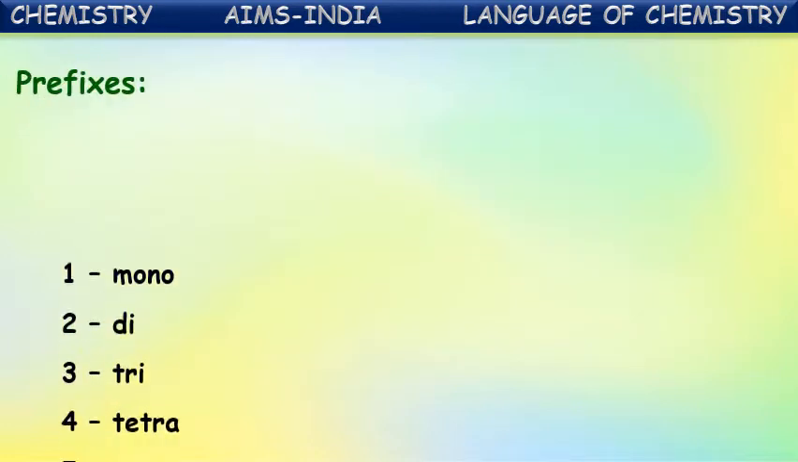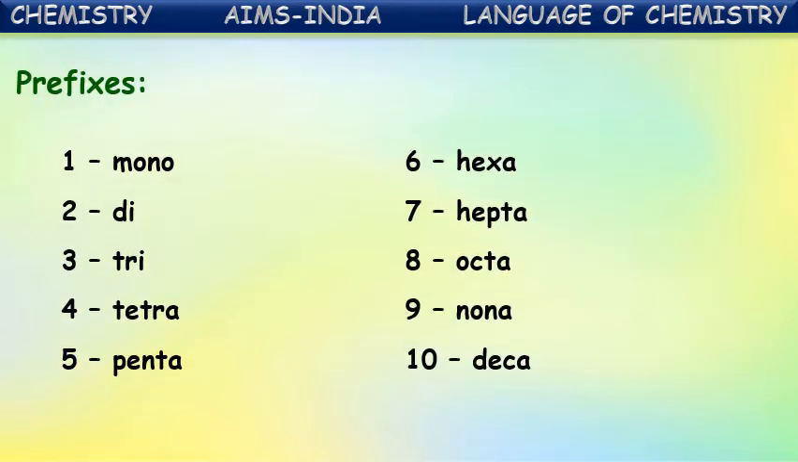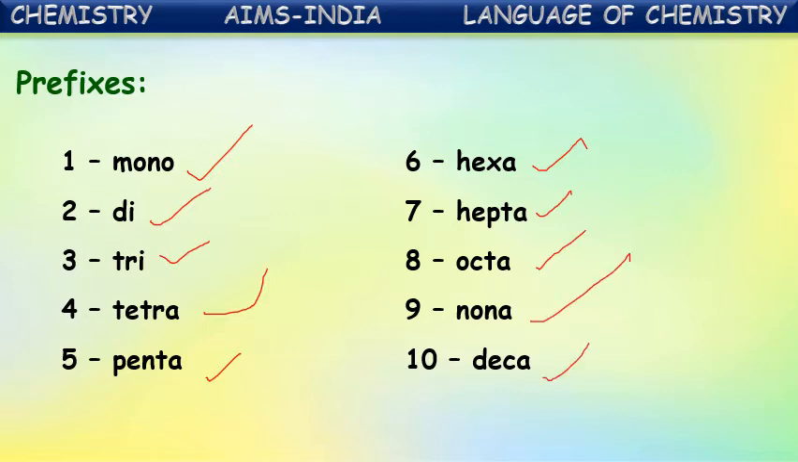Let us see prefixes and suffixes. See, if only one is present it is called mono, 2 is present di, 3 is present tri, 4 is present tetra, these we will use for naming the compound. 5 is present penta, 6 present hexa, 7 means hepta, 8 present octa, 9 present nona, 10 present deca. If these are present as the prefixes, these names we have to use.